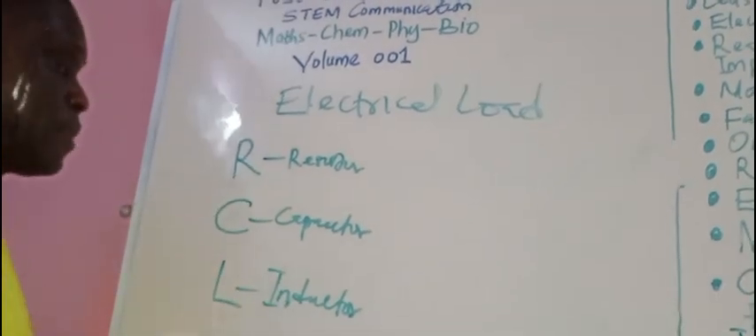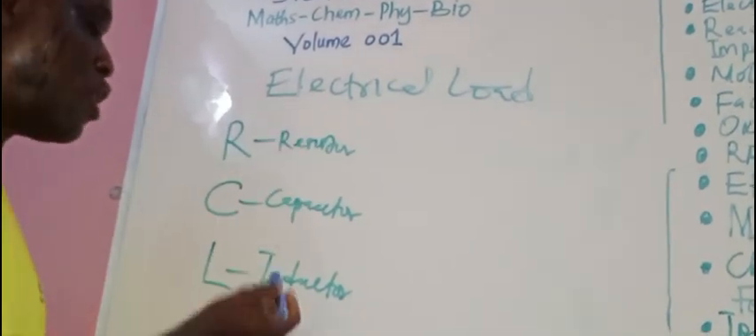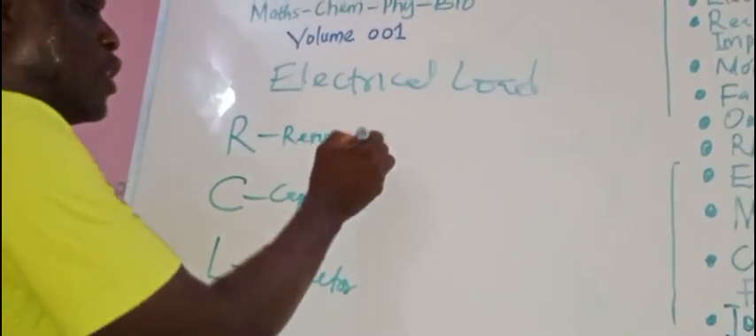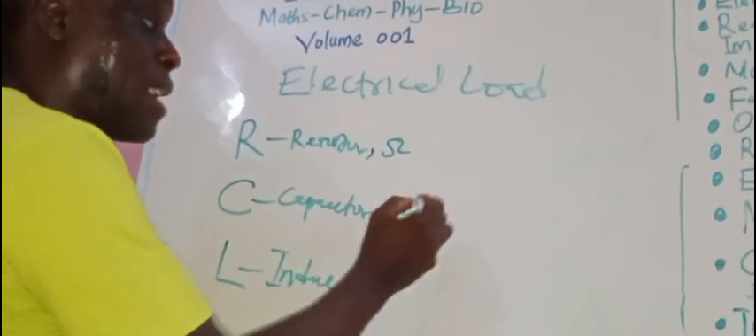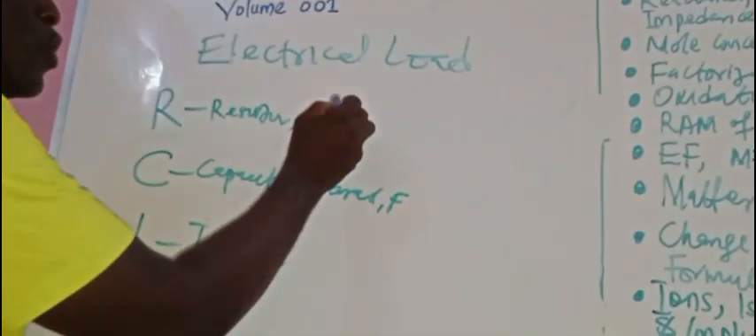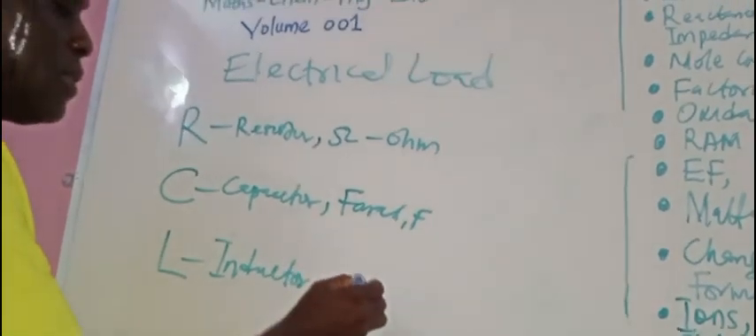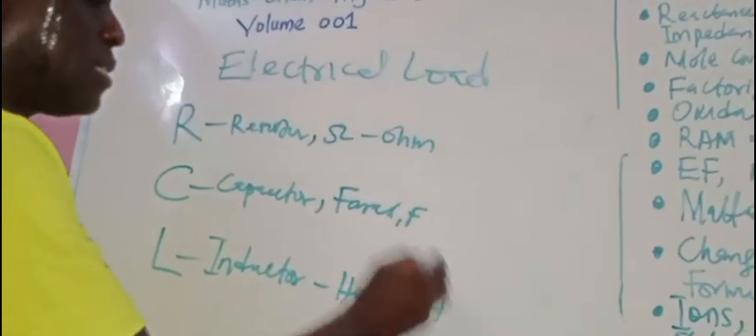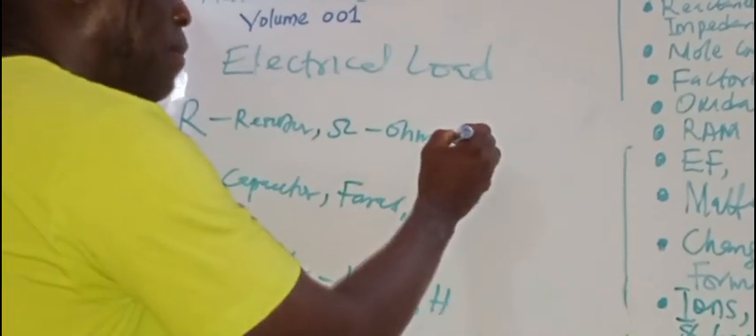These are their symbols. Each of these, we talk about resistance of resistor, capacitance of capacitor, and inductance of inductor. The unit of this is ohm. This one is in farad, that is F. This one is ohm. This one is in Henry, capital letter H. That is the unit. And the symbol is this.